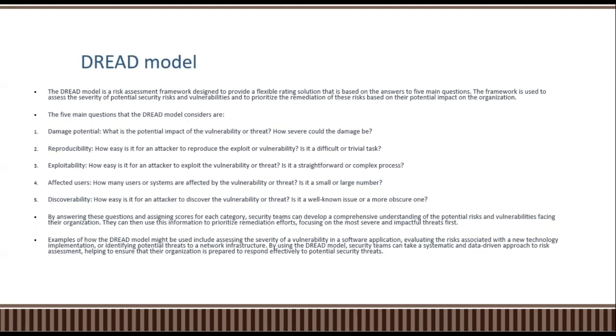Third, exploitability. How easy is it for an attacker to exploit the vulnerability or threat? Is it a straightforward or complex process? Fourth, affected users. How many users or systems are affected by the vulnerability or threat? Is it small or large? And fifth, discoverability. How easy is it for an attacker to discover the vulnerability or threat? Is it well known or more obscure?